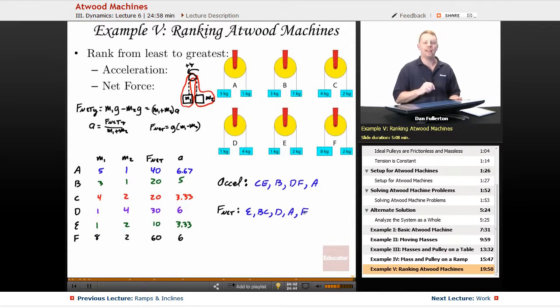All right, hopefully that gets you a good start with Atwood machines and gets you feeling comfortable with them, and lots more practice with Newton's second law and how you would apply that with free body diagrams and pseudo free body diagrams.